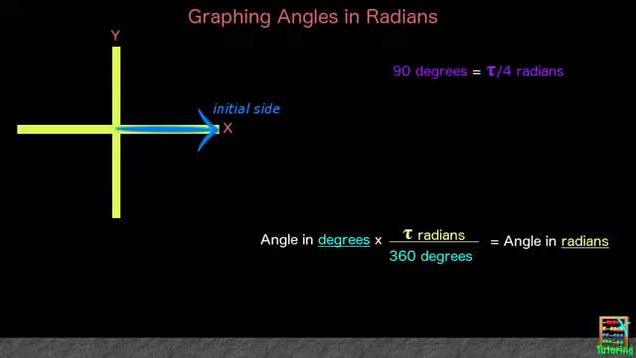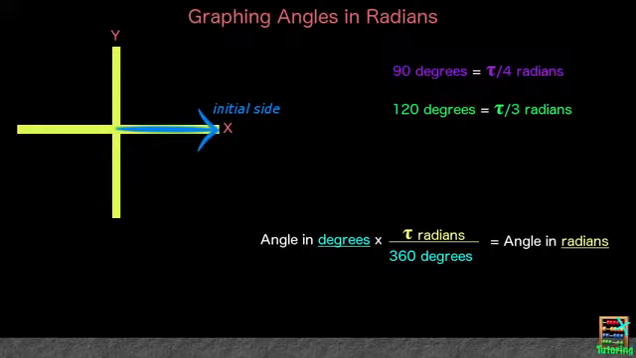To graph this, we start with our initial side here. Now draw a line to the terminal side, which is tau fourths radians away in the counterclockwise direction. And that's it. Let's try 120 degrees. I'll let you do the multiplication here to convert. You'll find our angle converts to tau over 3 radians.